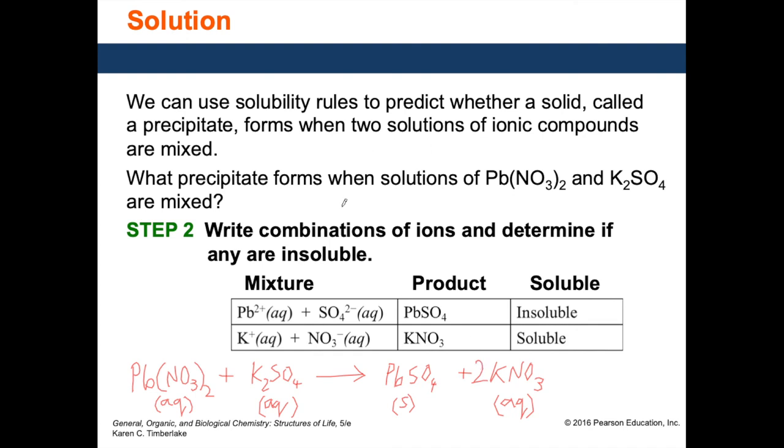Let's double check and make sure everything is balanced out. I've already talked about how there's one lead over here and one lead over here. So that's good. There are two nitrates in our lead 2 nitrate, and there's two nitrates because we've got two potassium nitrates. Okay? We have two potassium ions here, and we have two potassium ions in our two potassium nitrates. And then finally we have a sulfate ion, SO4 with a 2- charge, and again we have SO4 with a 2- charge as part of our lead sulfate. So this is a good balanced equation.